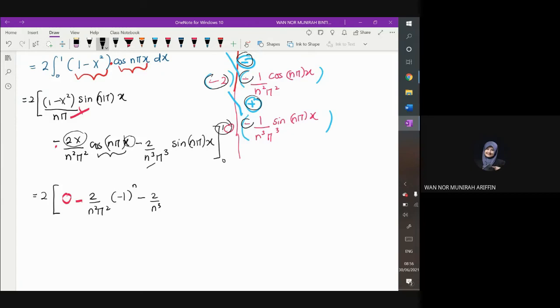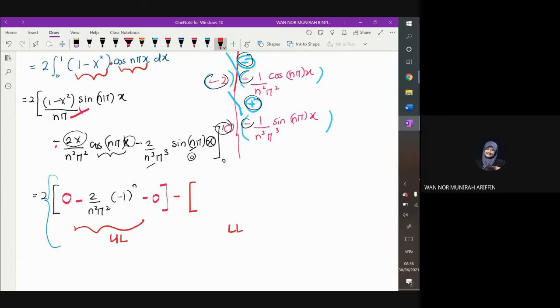So that minus, continue here. 2 over n cubed pi cubed sin n pi x. X is 1. Sin n pi will always be 0, right? Sin n pi is 0. So we don't have this term. So this one is minus 0. The minus belongs to the whole thing on your right. So this is the upper limit. So minus with the lower limit.